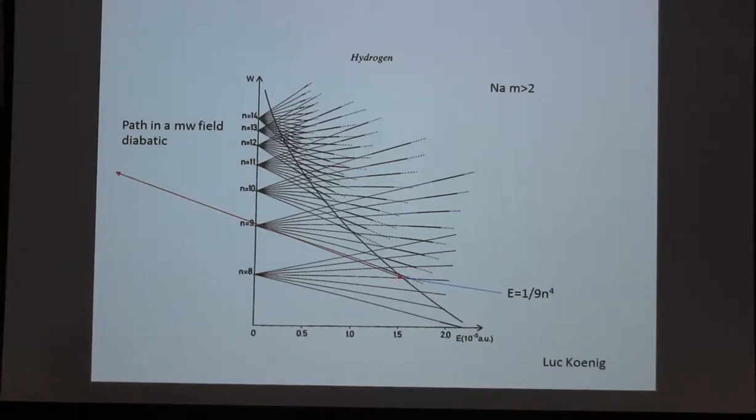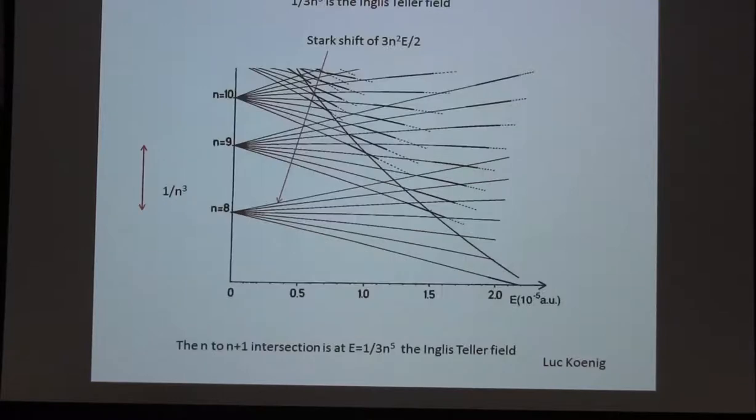So this is simply over-the-barrier ionization. That's all there is to it. In the sodium atom, or sorry, any other atom, actually, the levels don't cross like they do in hydrogen. So here, I've just blown up the previous graph. The space in between the levels is 1 over n cubed, and the Stark shift at any one of these extreme levels is 3n squared E over 2.